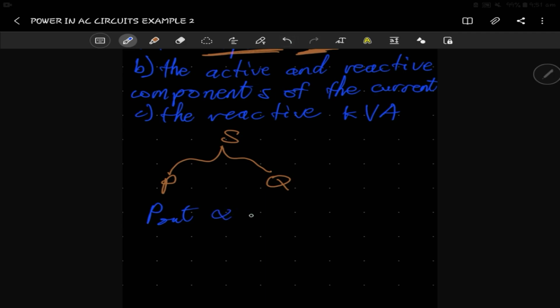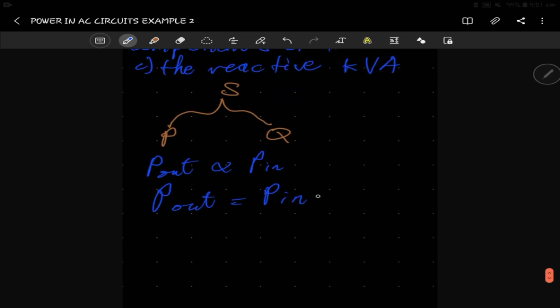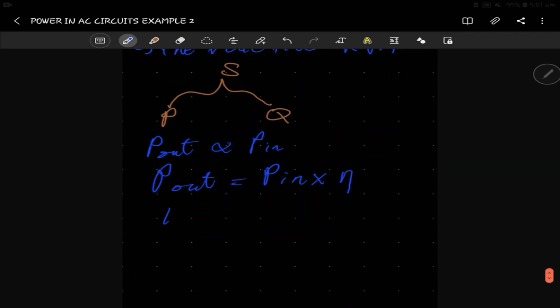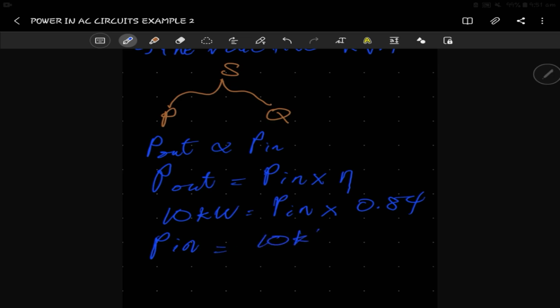So we have the output, and it is proportional to the P input. So P out is equal to P in times efficiency. The symbol is something like this. So we have 10, everything in kilowatts, is equal to P in, which we don't know, times the efficiency of 84%, which gives us 0.84. So P in, the power input delivered to the motor, will be 10 kilowatts over 0.84.